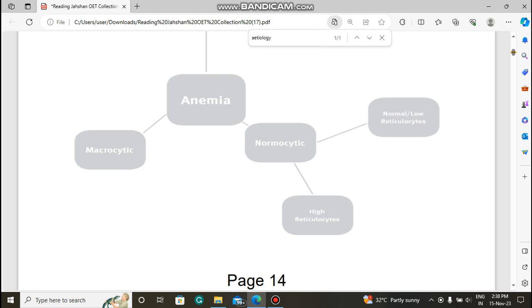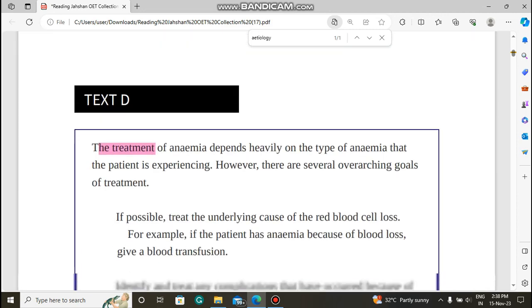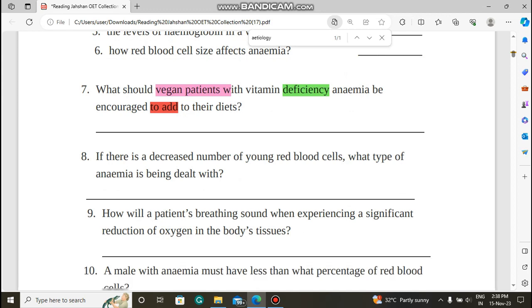It's not a direct answer. It's an indirect answer. When the statement relating to high reticulocytes is mentioned, the opposite of high reticulocytes is low reticulocytes. So the answer is low reticulocytes. Now let's move to the ninth question. How will a patient's breathing sound when experiencing a significant reduction of oxygen in the body's tissues?